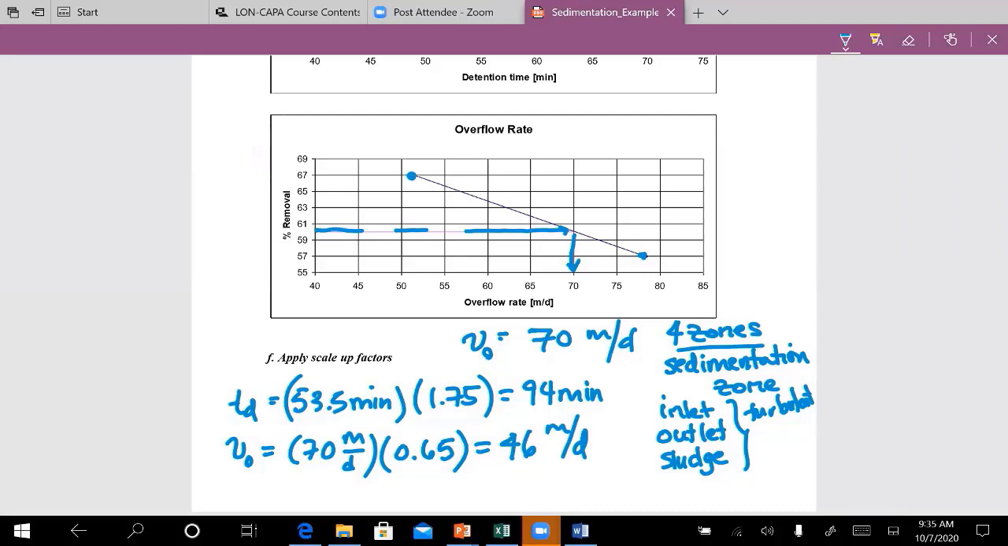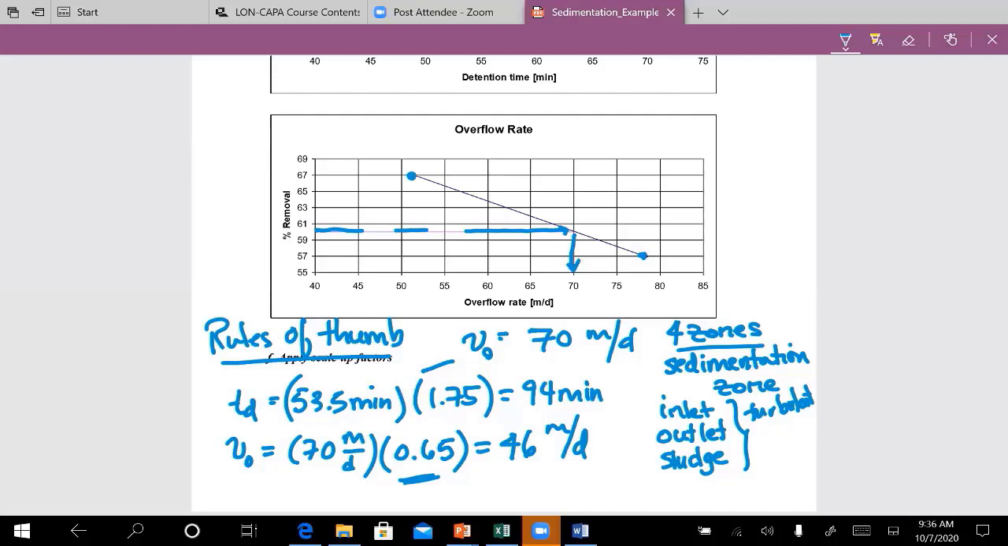Any questions? Yeah, where did the 0.65 come from? So these are just rules of thumb, simply based on experience. So based on experience, we know that we should increase our detention time by about 75%, and we should decrease our overflow rate by about, multiply by 0.65. And you'll see that throughout, and in much of water and wastewater treatment design, you'll see these rules of thumb. Many of the recommendations that are provided in the textbook are really rules of thumb. They're years of experience, hundreds, thousands of these units that have been designed.